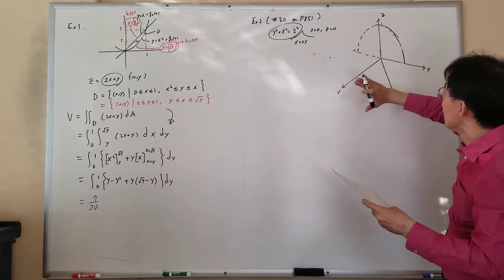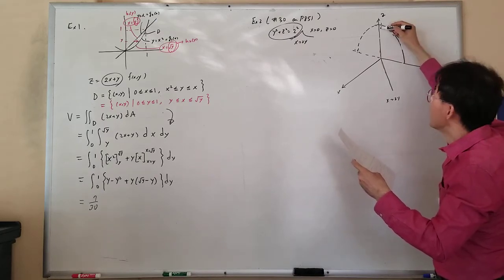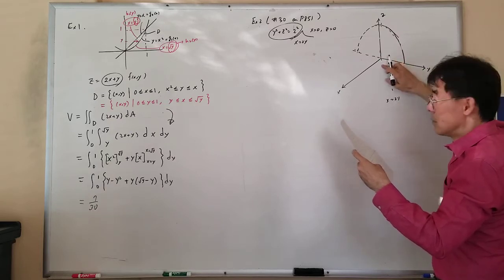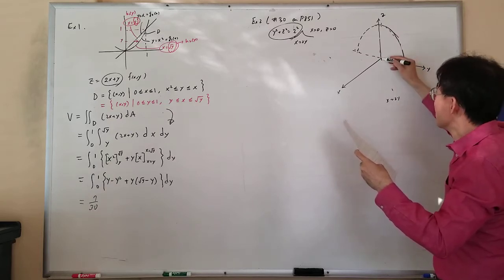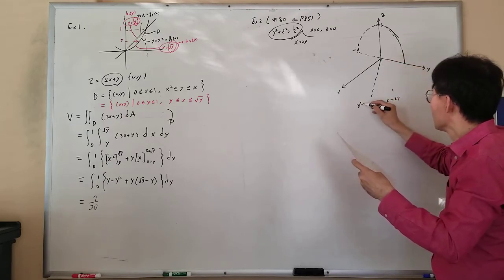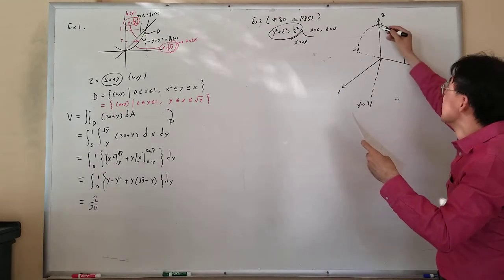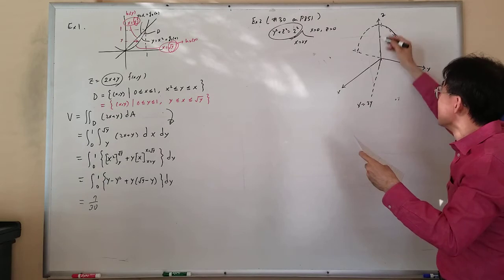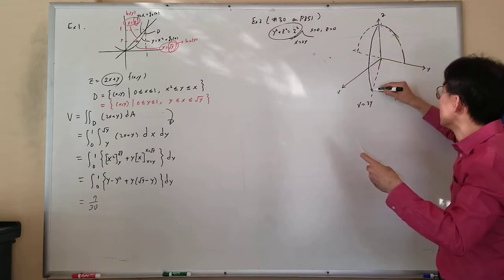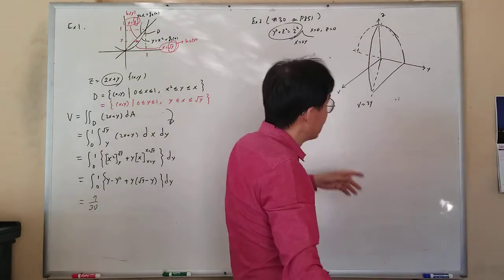Going here, but it is going like this. X equals 2y, y is 1/2 of x. So it is going like this. All right. So think about this.